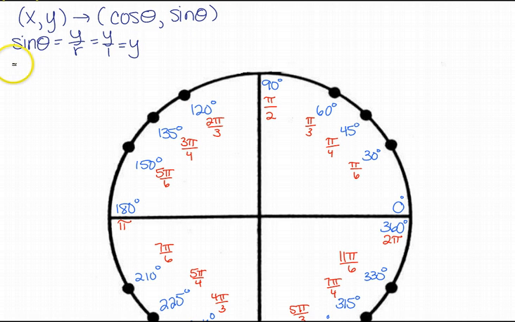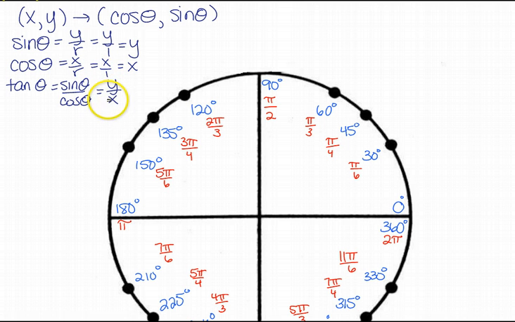Your cosine of theta was x over r, and again that's x over 1, and so your cosine of theta is just going to be x. Your tangent of theta is sine of theta over cosine of theta, which gives us y over x. So what we're going to do is we're going to try to find all of these points on our graph. What are the x, the y, the sine, the cosine?